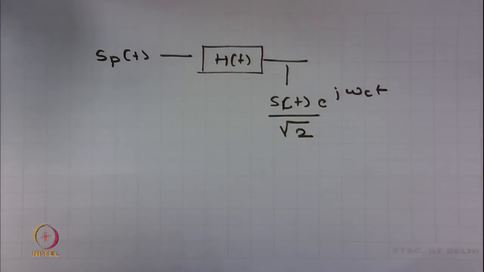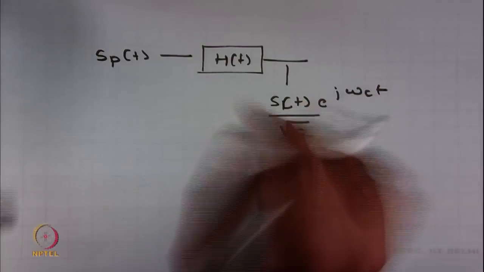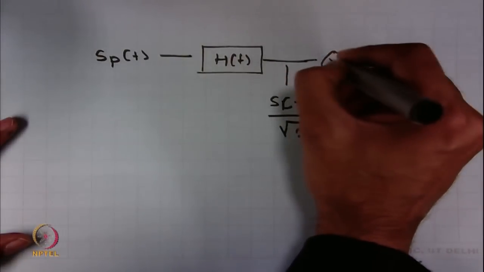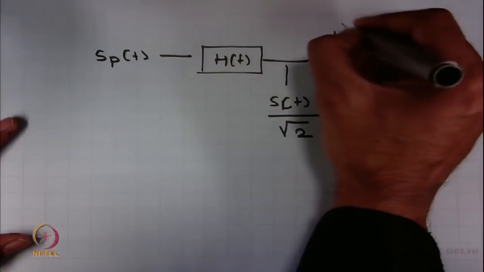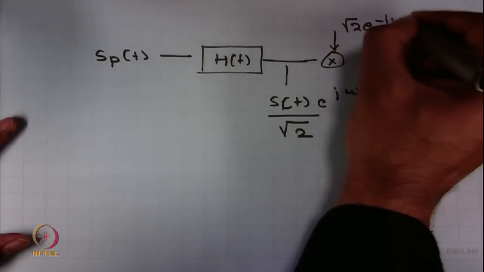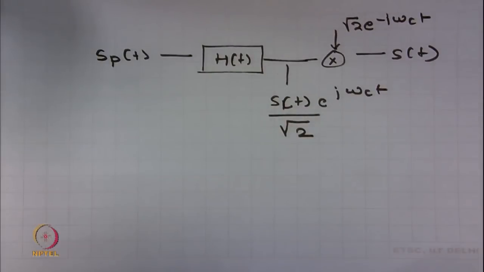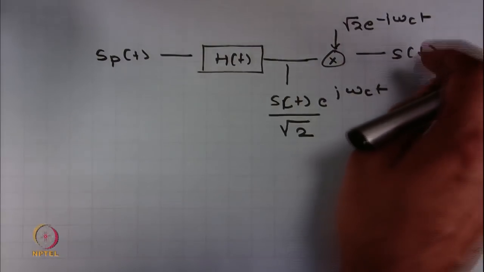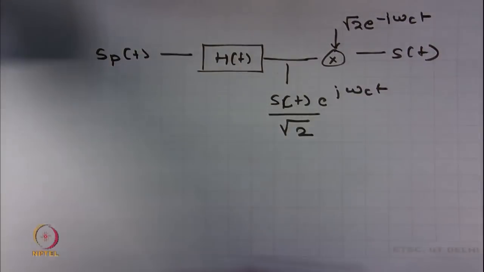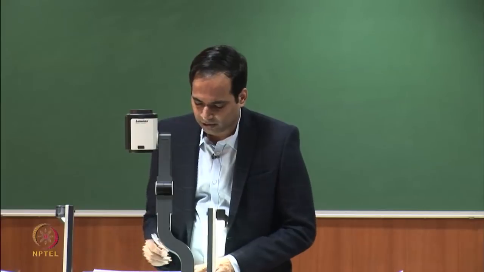And of course, now we want to get S(t) from this. So, I can simply get it by multiplying it with root 2 times this, and I get S(t). This completes our idea to get back S(t) from S_p(t). So, let me draw the complete picture again.